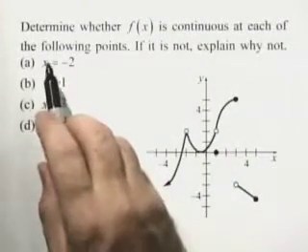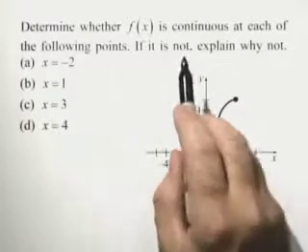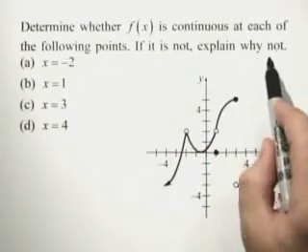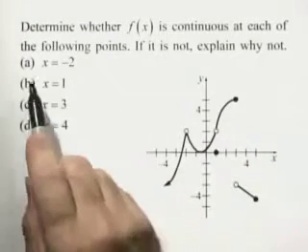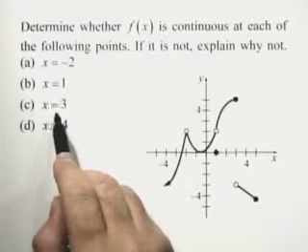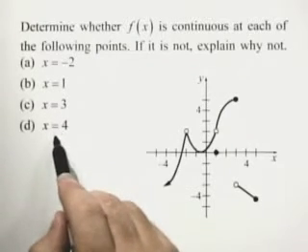In this problem, we're going to use the graph of a function to discuss the continuity of the function at various points. We'd like to determine whether f of x is continuous at each of the following points. If it is not continuous, we want to explain why it's not continuous. The points we're interested in examining are x equal to negative 2, x equal to 1, x equal to 3, and x equal to 4.